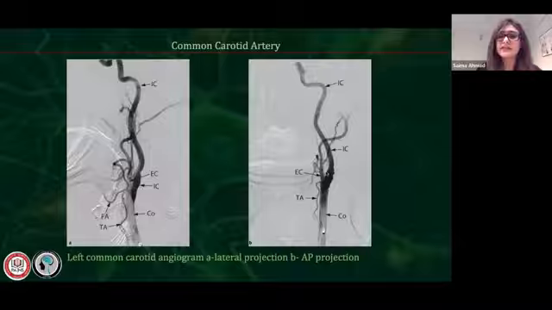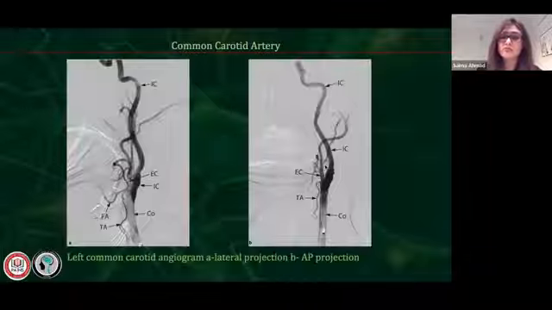Sometimes the ascending pharyngeal artery arises from this point, and it can be mistaken as a branch of the carotid artery, but it is the ascending pharyngeal artery, which is a branch of the ECA.